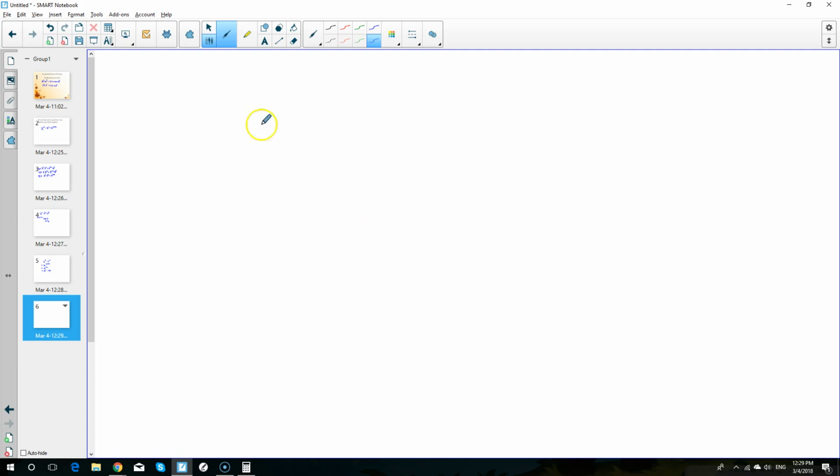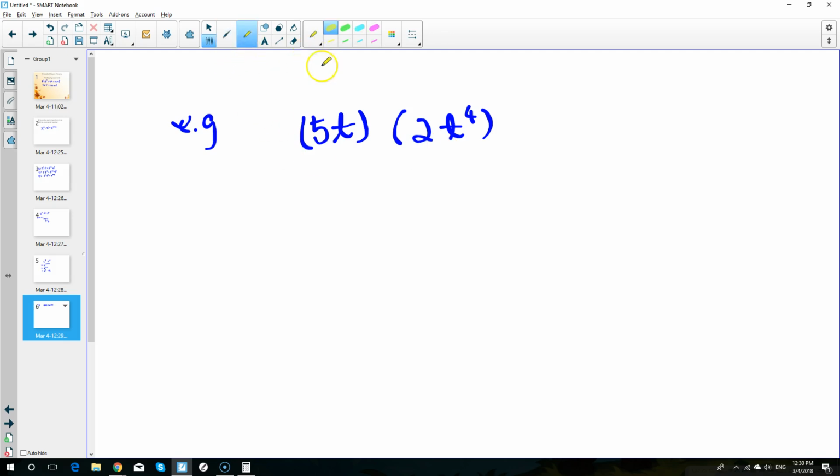So for example, if I give you an expression like 5t, and then the other one, just to make it simple, 2 to the power of 4. Now, if you have a scenario like this, your multiplication is going to be the number in front of your variables. They will go together. In fact, for these two numbers, we actually have a name.